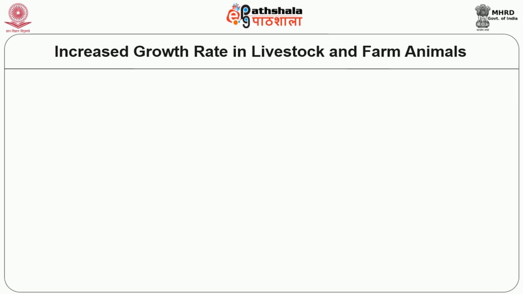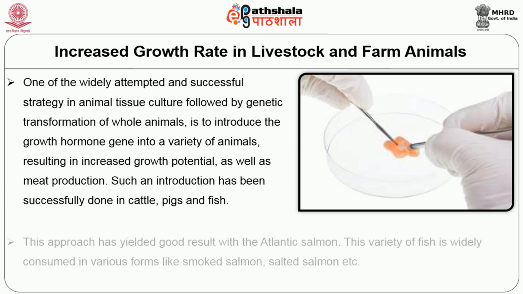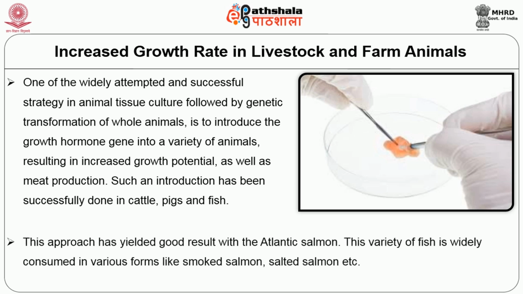The next application that we shall consider is achieving increased growth rate in livestock and farm animals. One of the widely attempted and successful strategies in animal tissue culture, followed by genetic transformation of whole animals, is to introduce the growth hormone gene into a variety of animals, resulting in increased growth potential as well as meat production. Such an introduction has been successfully done in cattle, pigs and fish. This approach has yielded good results with the Atlantic salmon. This variety of fish is widely consumed in various forms like smoked salmon, salted salmon, etc.